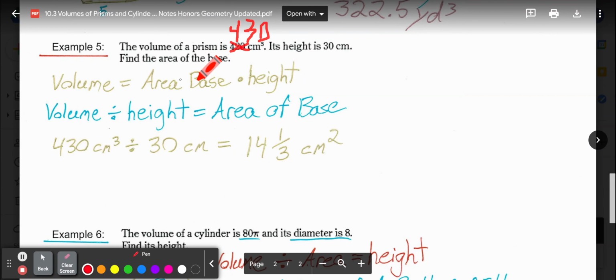So if volume is the area of the base times the height, volume divided by height will give us the area of the base. So we would take our volume, which I changed to 430, divided by our 30 for the height, giving us an area of the base of 14 1/3, 14.3 repeating if you did that in your calculator, which is 14 1/3 centimeters squared.